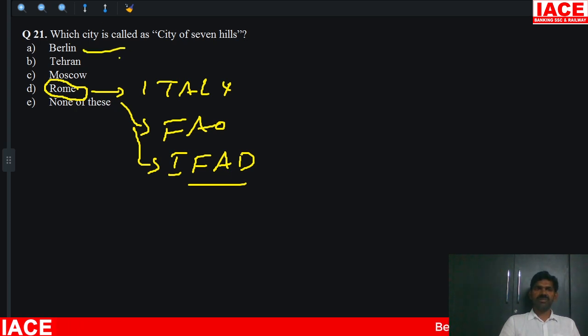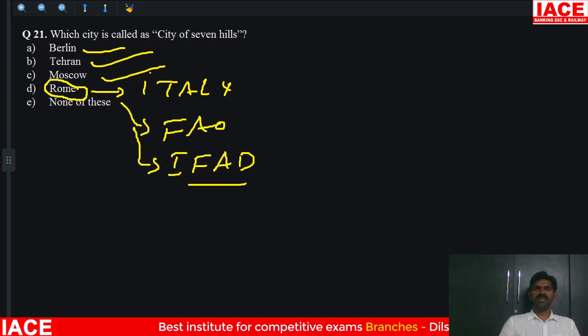And you know, Germany's capital is nothing but Berlin. Iran's capital is nothing but Tehran. And Russia's capital is nothing but Moscow. So these are the capital cities of these countries. Germany's capital is Berlin, Iran's capital is Tehran, and Russia's capital is Moscow. So very important.